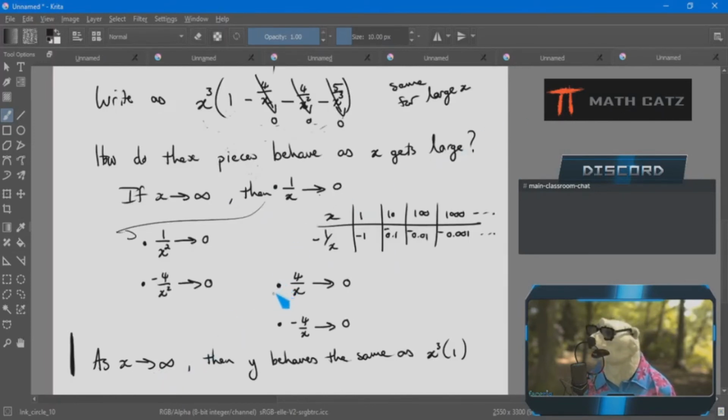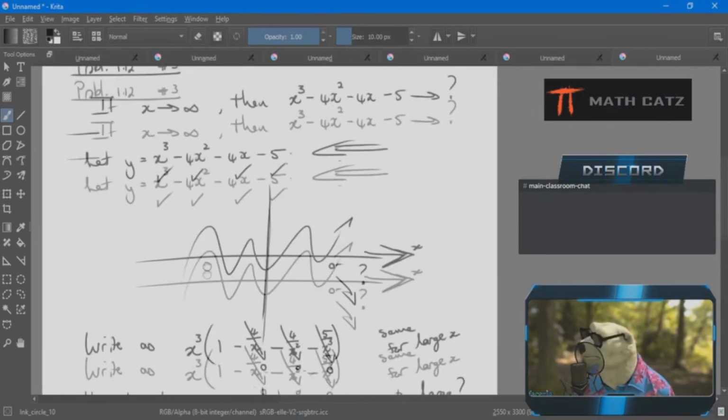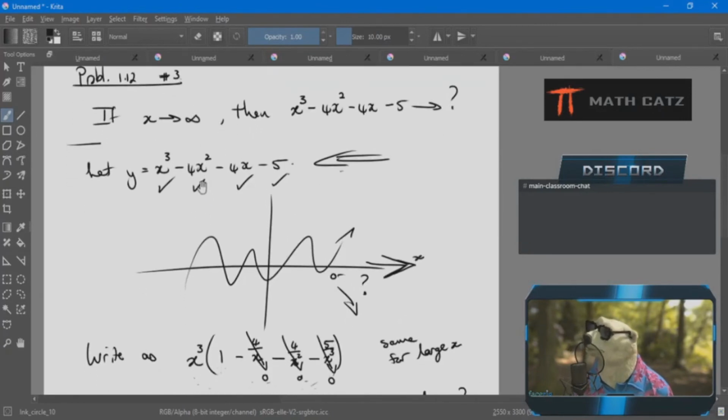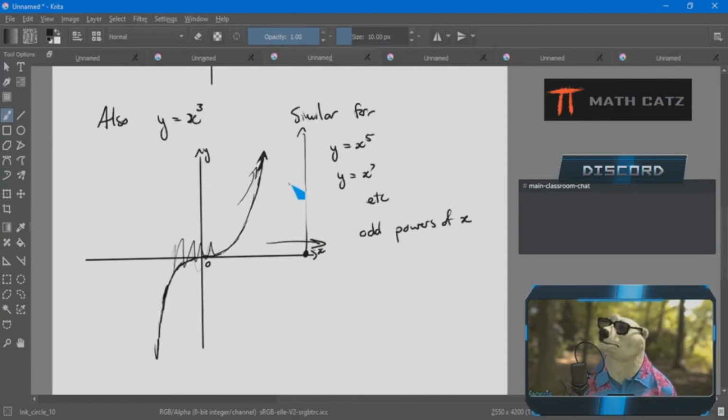So now what I've done is I've taken a complicated function, the one up here, x cubed minus 4x squared minus 4x minus 5, with ups and downs and all kinds of stuff. And if I'm asking for the long-term behavior, the long-term behavior is the same as x cubed. And because that is a basic function, I know what that does.